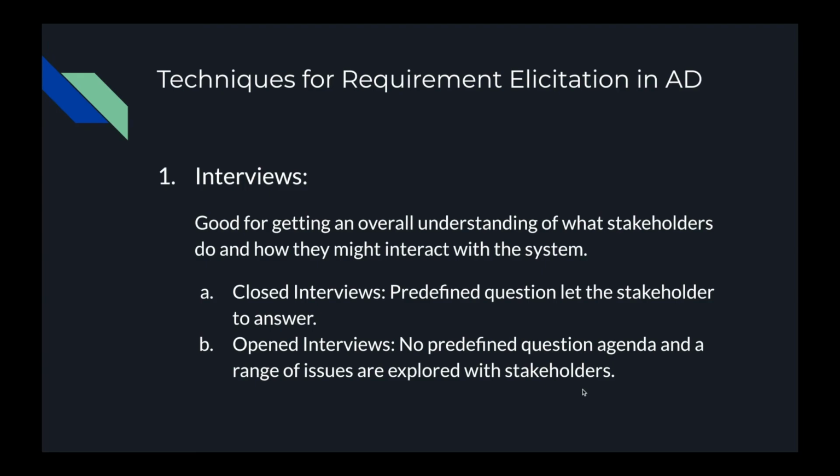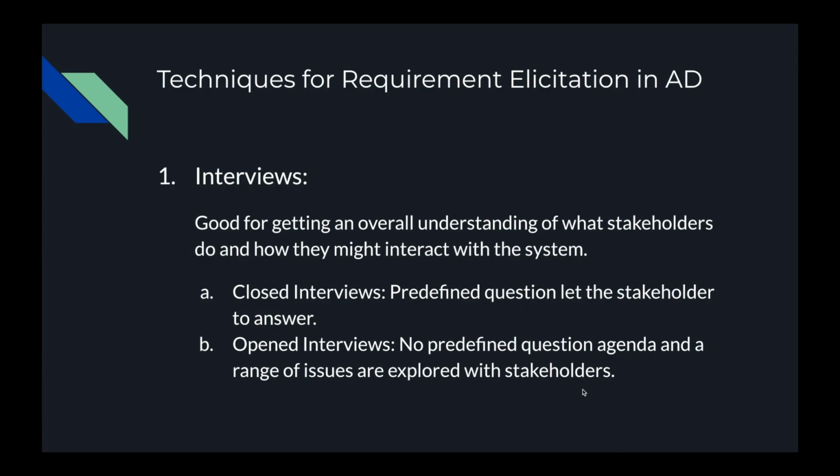Now, let's talk about the techniques for requirement elicitation in Agile development. The first technique is interviews. Interviews are good for getting an overall understanding of what stakeholders do and how they might interact with the system. There are two types of interviews, closed interviews and open interviews.